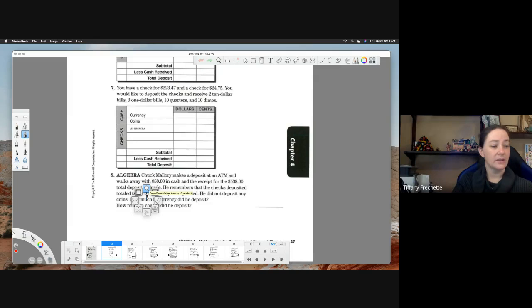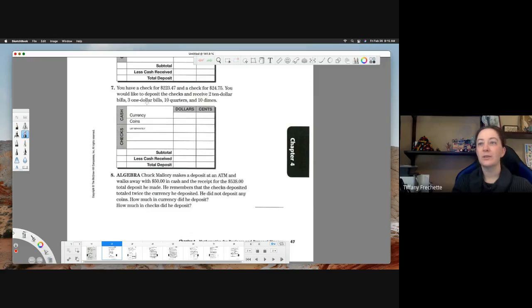So all of the problems on the second page, I'm not even going to go up to the top here, are exactly the same. 5, 6, and 7. You're adding the checks, cash, and coin, and subtracting the cash received, because some of them do have it. So in 6 and 7, the only difference is they give you the story, and they want you to fill out the deposit slip. So make sure you go through and fill out the deposit slip.